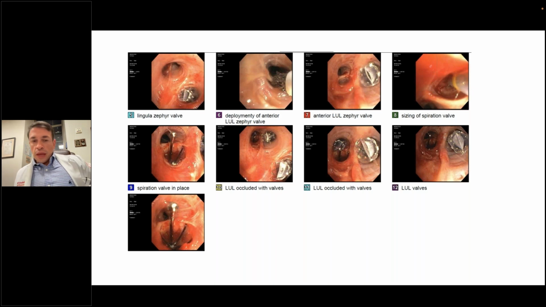And here, again, I may be one of few. I don't know if anyone else does it in other institutions, but I do like to use both valves. And as you can see here in the left upper lobe, we have both aspiration valves and Olympus valves next to each other. I think a total of 4 valves was placed, and the patient did very well.